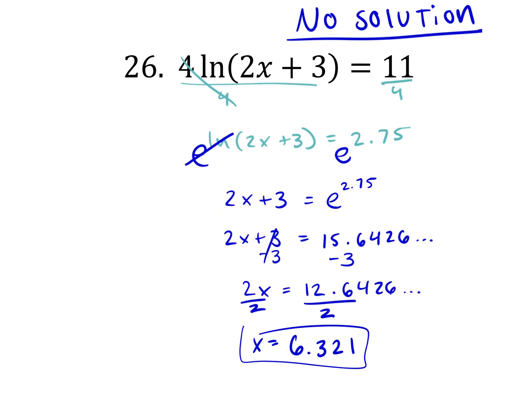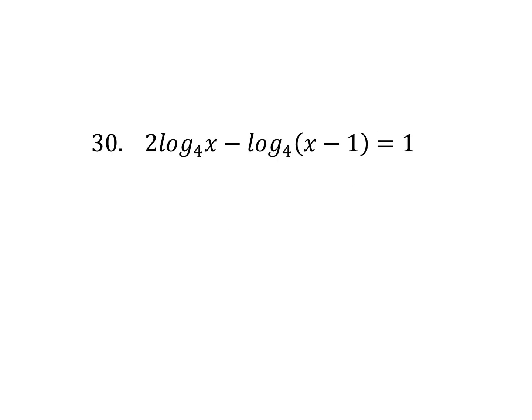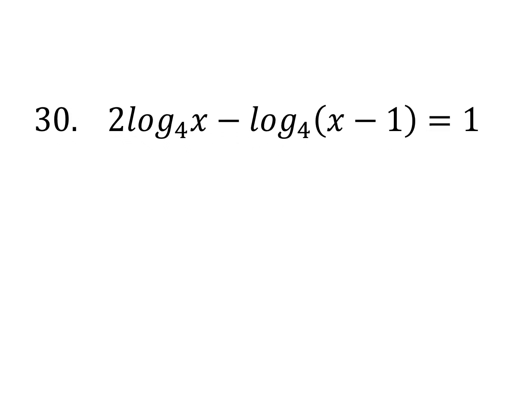Now this is a log question since it's an ln, so if you want to just get in the habit of checking your answer, it's not going to hurt you. Plug it in. 2 times 6.3 would be 12 point something, plus 3 is a positive number, so it works. All right, 30. What should we do for 30?